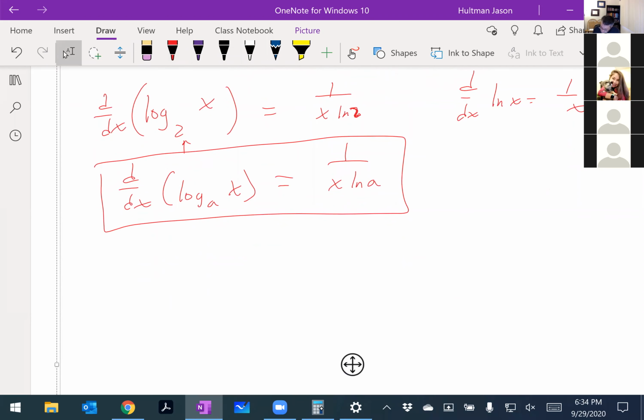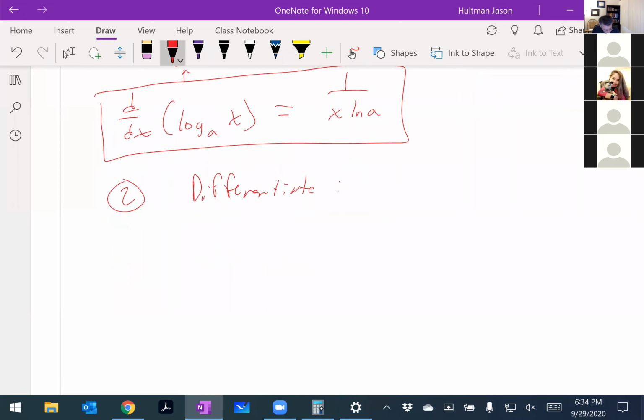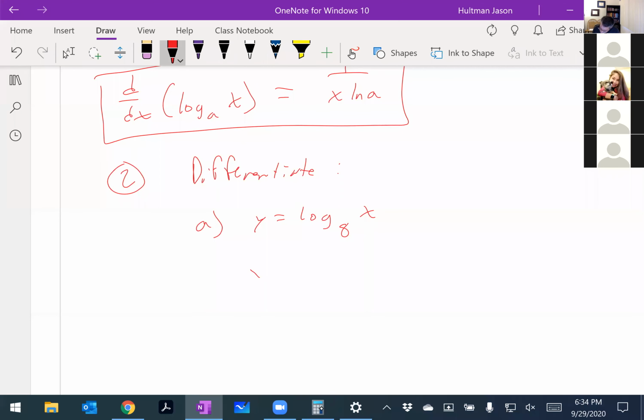Okay. So let's do an example here. Number 2. Differentiate. A, y equals log base 8 of x. So what is this going to be? This is going to be y prime is equal to 1 over x natural log 8. That's it. Boom. Easy.